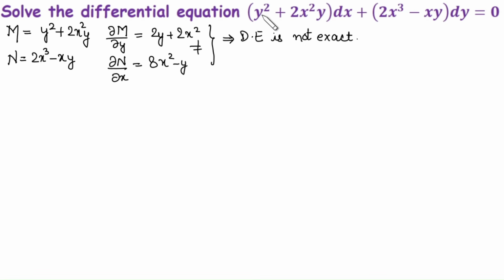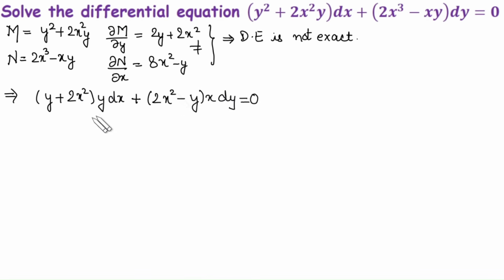So the very first step is we need to create that form. For that, first step is take y outside, that is with the dx term. So we will rewrite this differential equation as y plus 2x square into y dx plus, and from here we will take x outside. After taking y and x common, count the number of terms with the dx and dy, that is equal to 2. Now check the power of y.